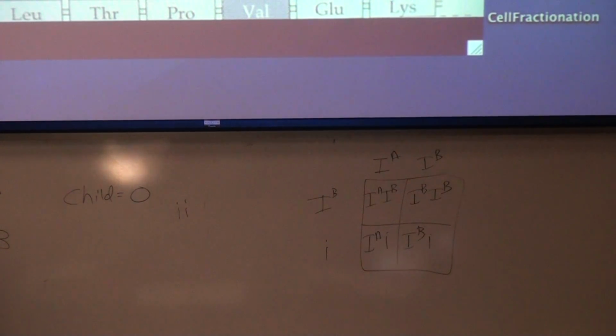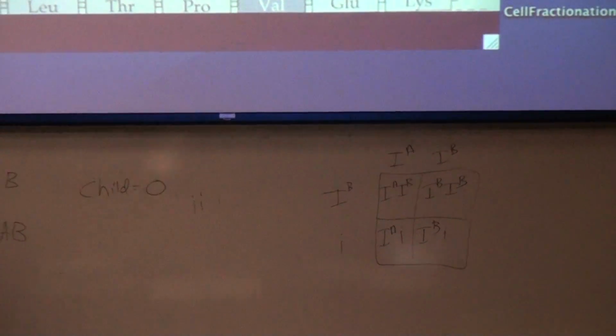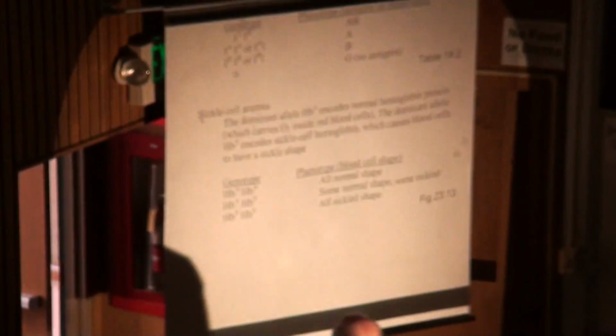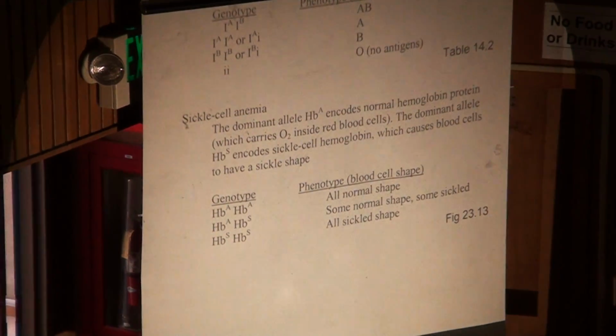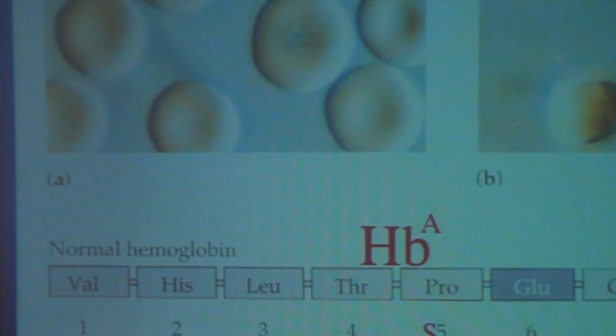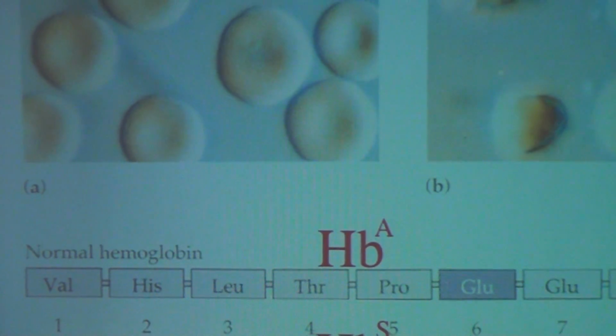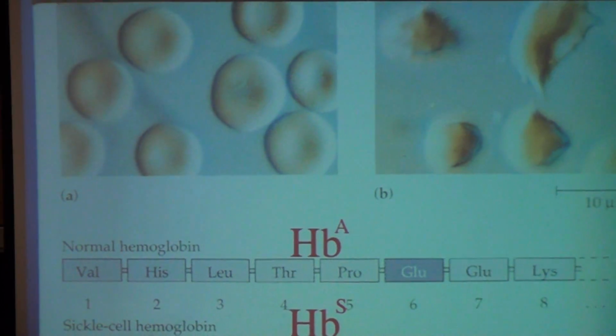Here's another example of codominance. There is this disease, sickle cell anemia, which I know I've mentioned a few times before. It relates to the hemoglobin protein. The hemoglobin protein is inside red blood cells, and its job is to carry oxygen. And it's actually made up of 4 polypeptide chains. Remember, some proteins are made out of more than one polypeptide.